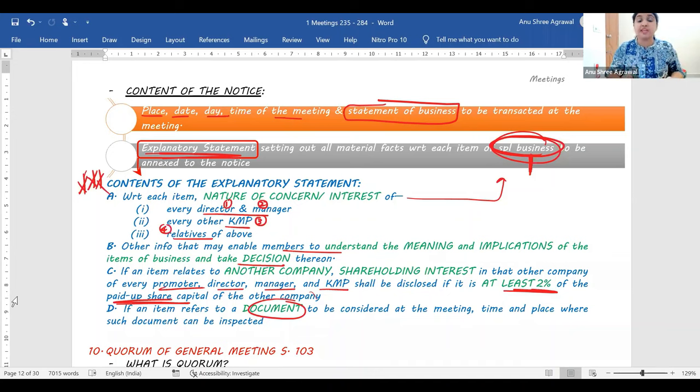In this explanatory statement, how many things will we write? Four things. Number one, nature of concern or interest. Whose concern or interest? Four people: director, manager, KMP, and relatives.